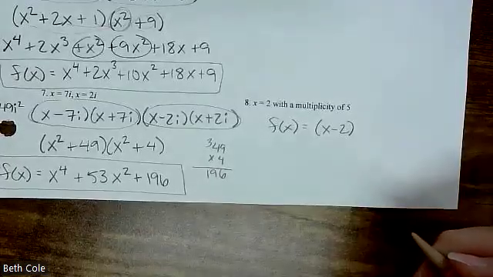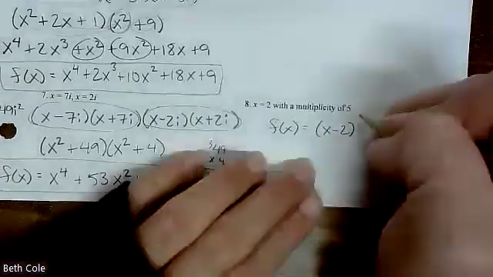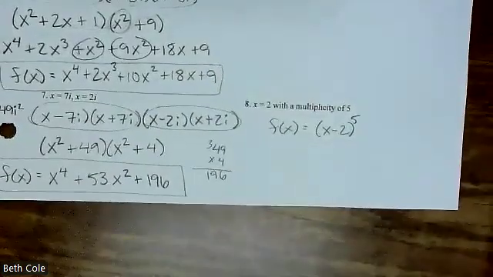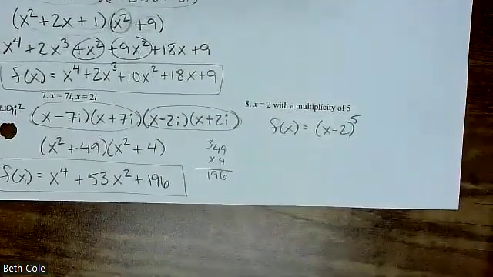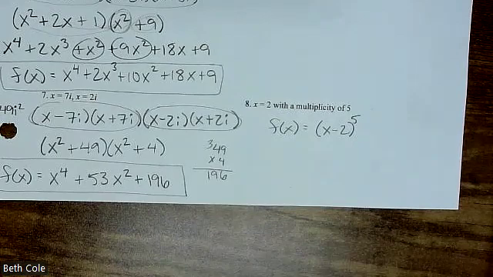But what multiplicity did I put for this? 5. Now, do you want to do x minus 2 times x minus 2 times x minus 2 times x minus 2 times x minus 2, and have them all wait patiently and multiply that all together? I've got you. I'm going to show you how to do it with 2 steps.